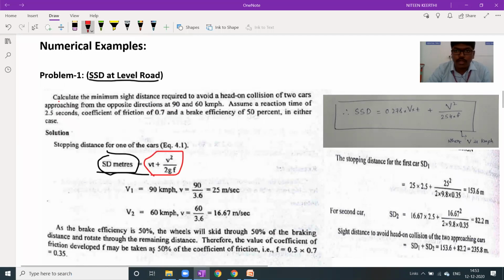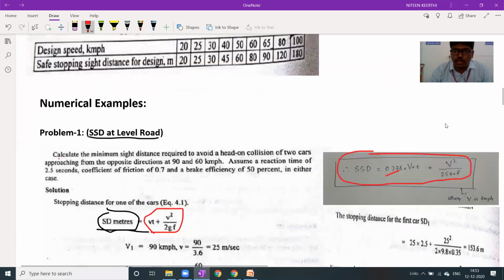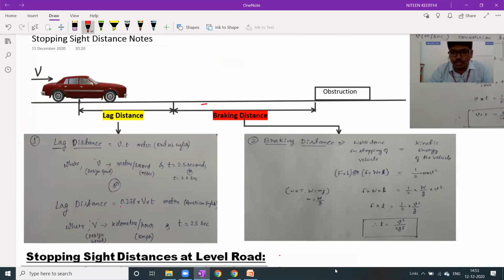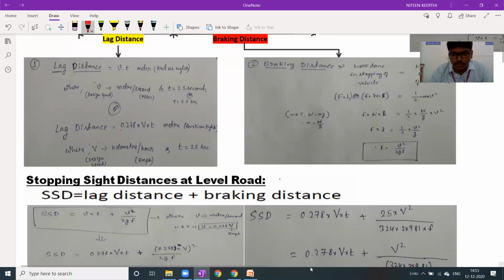So this is a general formula, and here the design speed is in meter per second. If the design speed has been given in kilometer per hour, capital V, you can make use of this formula. It is 0.278 into capital V into T plus V squared divided by 254 into small f. And here I have explained the conversion also above, so you can just go through that.